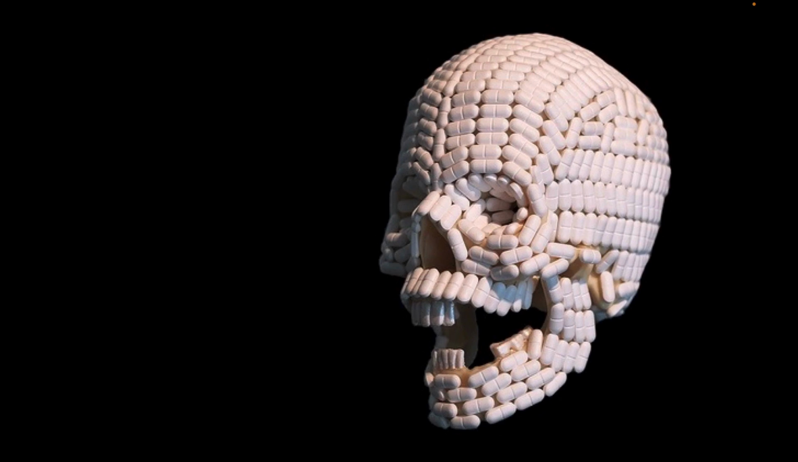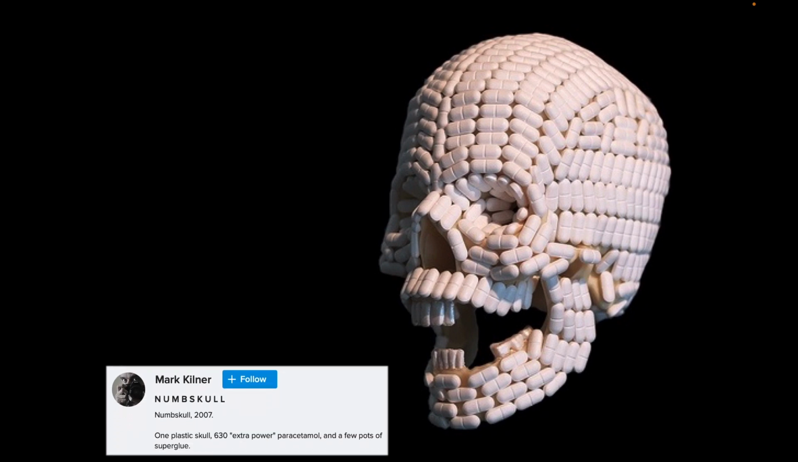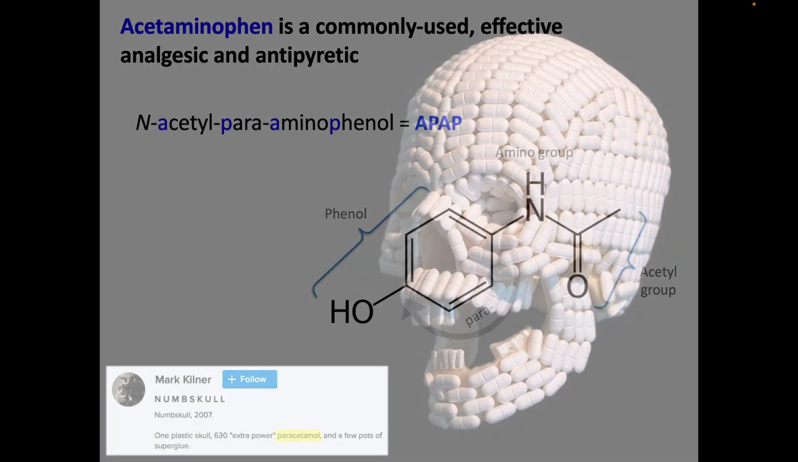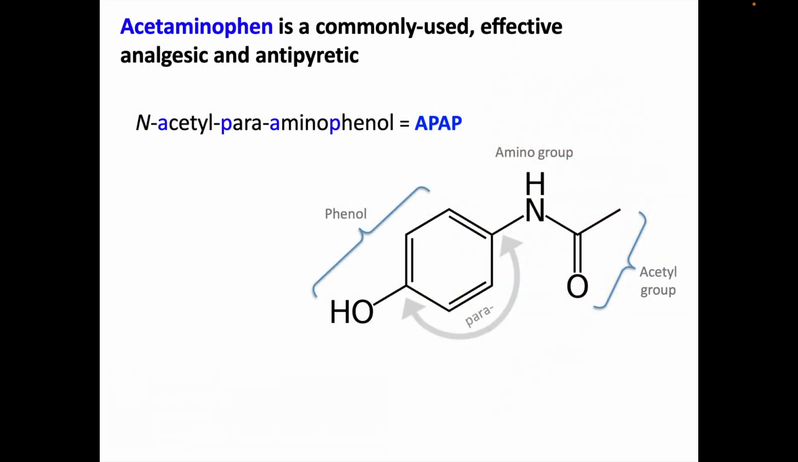I want to start off with this fantastic piece of art called Numbskull, created by an artist named Mark Kilner in 2007. And he notes that it was made from a plastic skull, a few pots of superglue, and 630 tablets of paracetamol, which is what they call acetaminophen in the United Kingdom and several other countries around the world. As you know, acetaminophen is a commonly used and effective analgesic, a pain medication, and antipyretic, fever reducer.